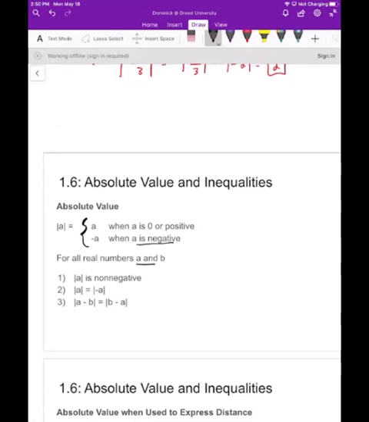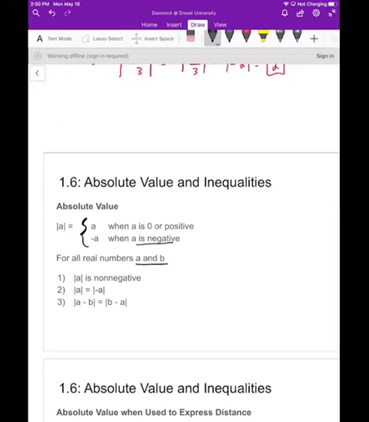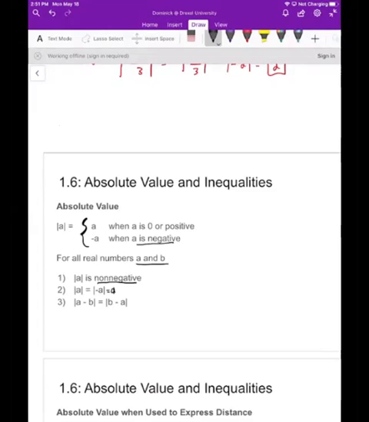Okay, so for any real number, absolute value is always non-negative. That's one thing that we said. The absolute value of A is equal to the absolute value of -A, right? Because this would just become positive and both of these would just come out to be A. And then in number 3, the order inside the absolute value doesn't matter, right? So you have A minus B or B minus A. If you take the absolute values, those would give you the same thing.